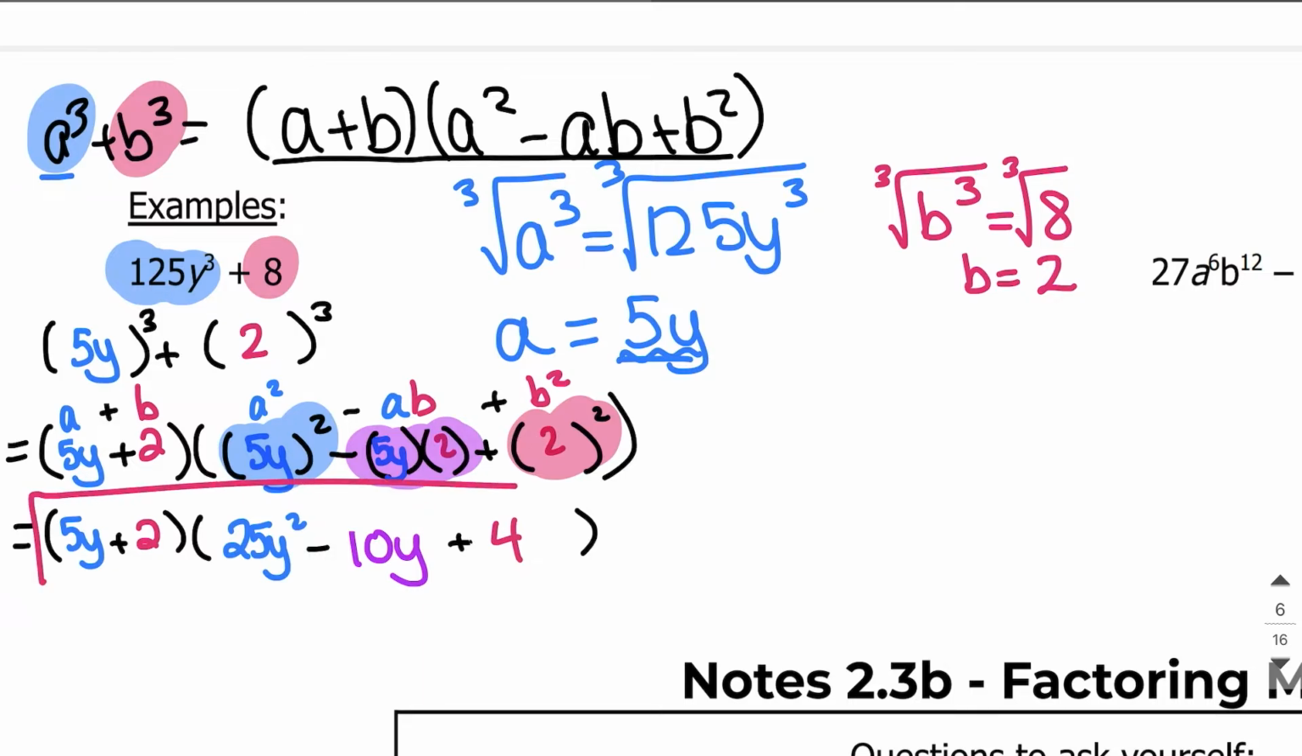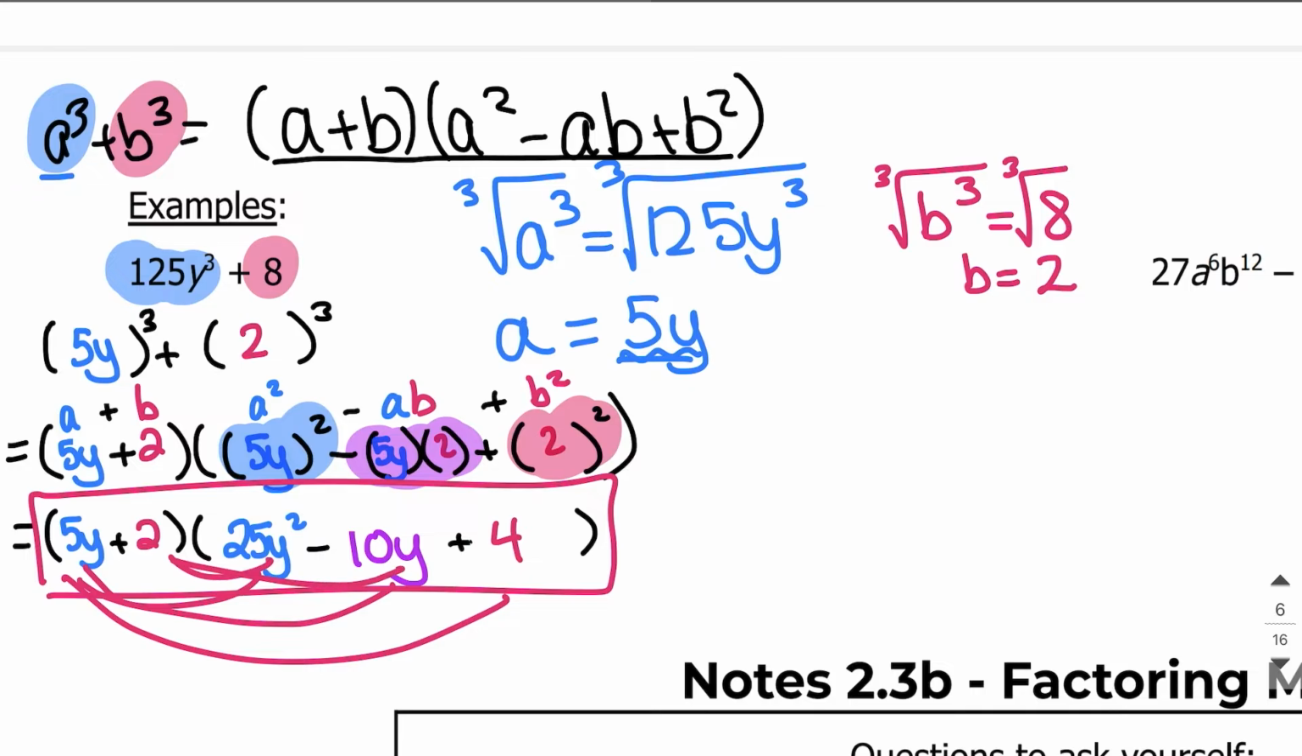And this is my factored form. If I were to distribute all of this stuff right here through, I would end up getting this as my answer. So that is my factored form.